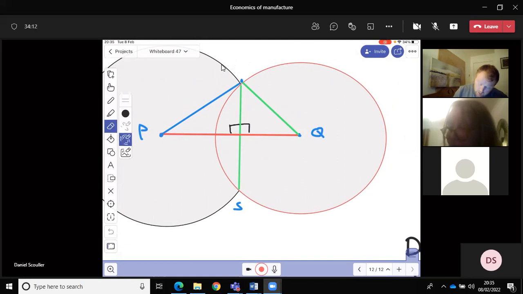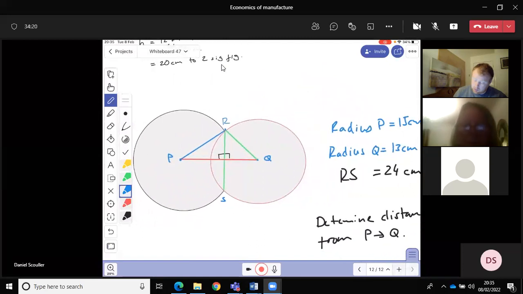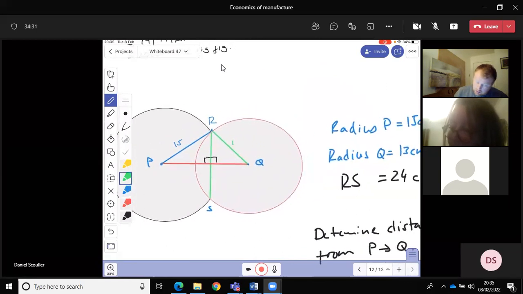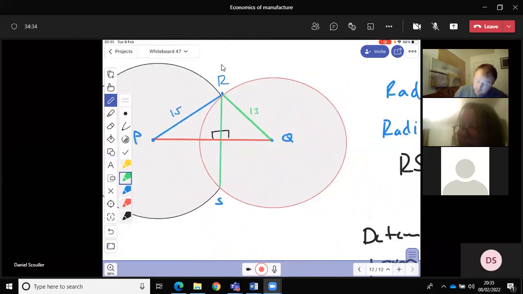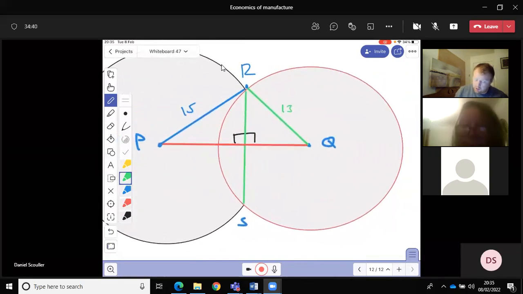I'll rub that out, do it down here. Okay, now lengths, we know P to R is a radius, and that's 15 centimeters. Q to R, we know is 13. And we know RS is 24. So because we've cut that RS line in half, the height for both of our triangles is going to be 24 divided by 2, or 12.